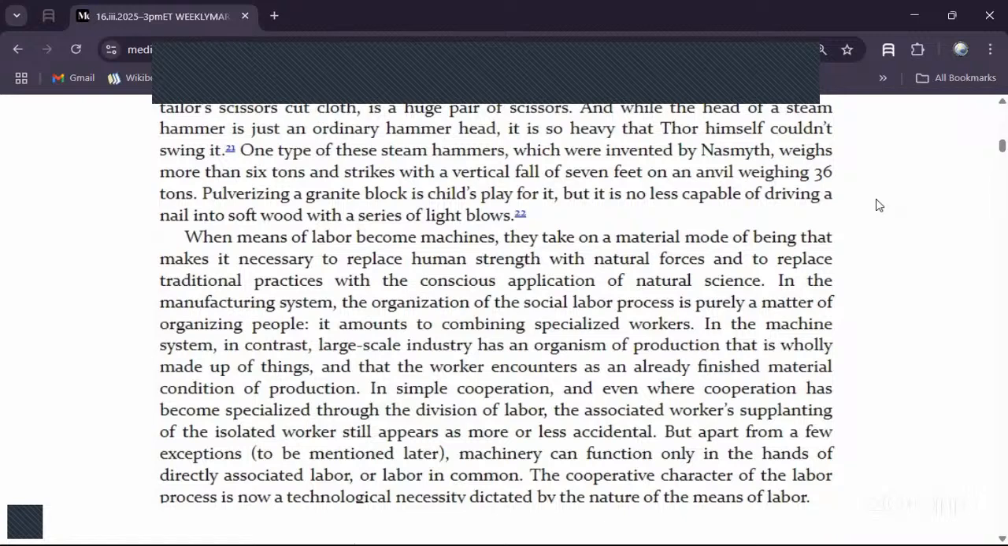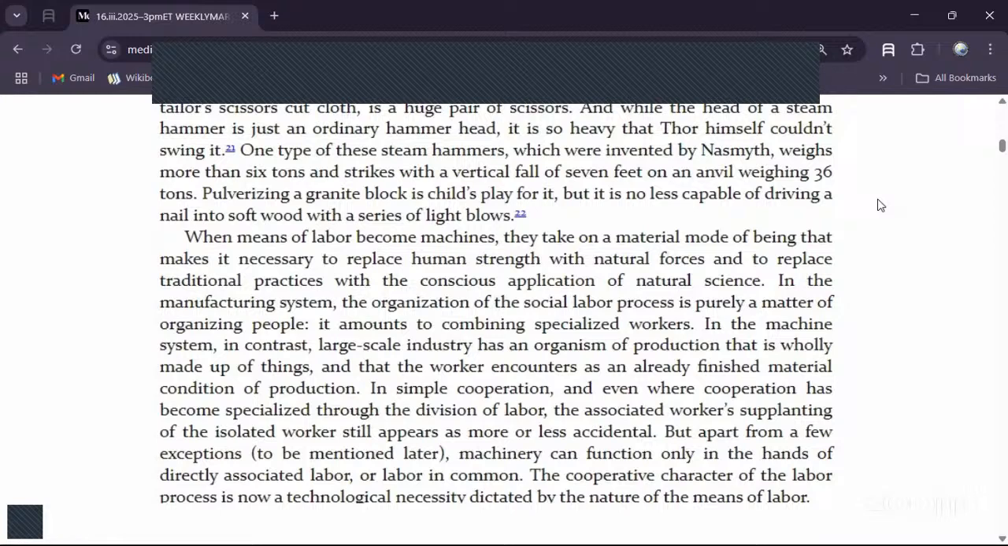When means of labor become machines, they take on a material mode of being that makes it necessary to replace human strength with natural forces and to replace traditional practices with a conscious application of natural science. In the manufacturing system, the organization of the social labor process is purely a matter of organizing people. It amounts to combining specialized workers. In the machine system, as opposed to the manufacturing system, in contrast, large-scale industry has an organism of production that is wholly made up of things, and that the worker encounters as an already finished material condition of production.